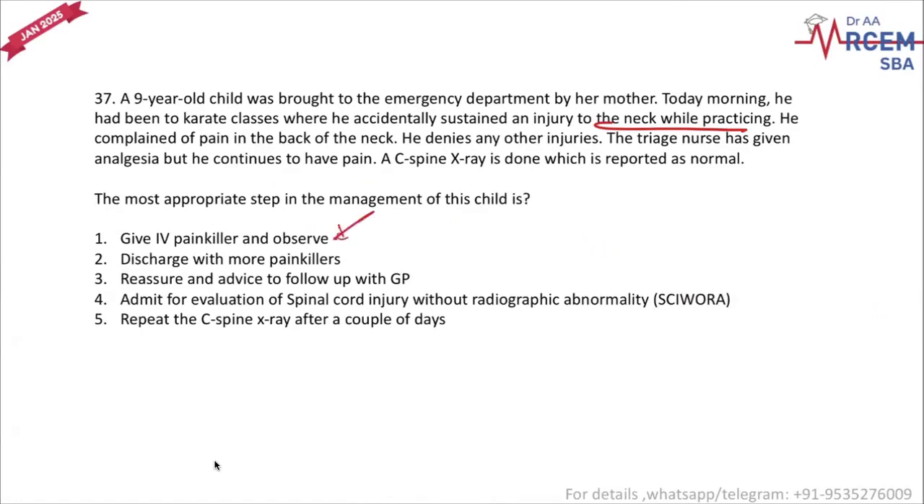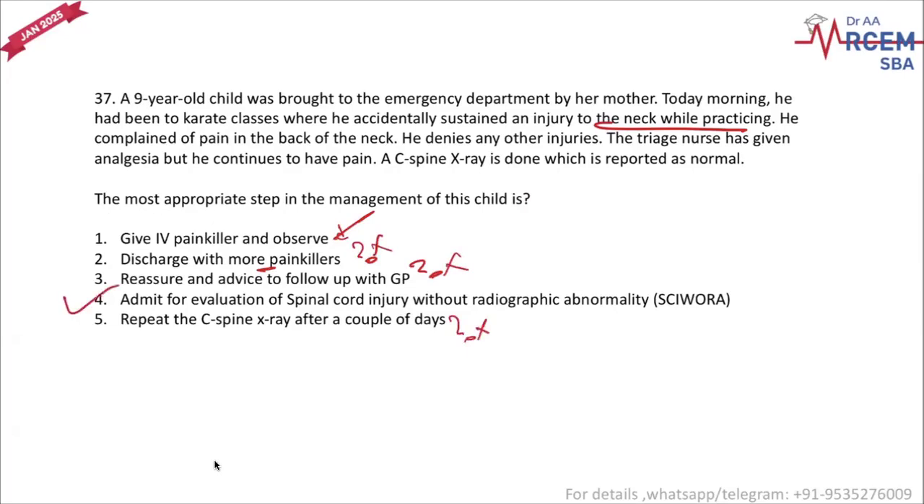Giving more painkiller? You have already given. Why do you want to give more painkiller? Discharge with painkillers? Can we discharge? Reassure and advise to follow up with the GP, that is discharge and follow up with GP. Can we do it? Repeat the C-spine X-rays after a couple of days. Is this the right answer? No, no, and no. The right answer is admit.